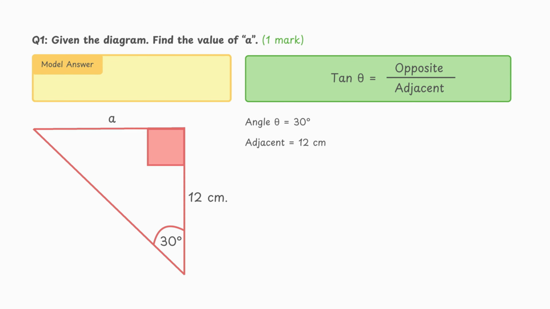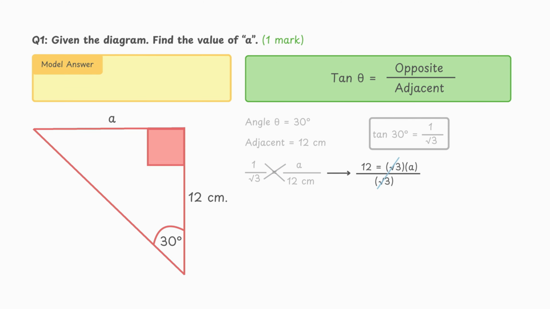Now substitute the values. Tangent 30 degrees equals A divided by 12. Now recall the exact value. Tangent 30 degrees equals 1 over square root of 3. So we write 1 over square root of 3 equals A over 12. Now solve for A. Multiply both sides by 12. A equals 12 divided by square root of 3.